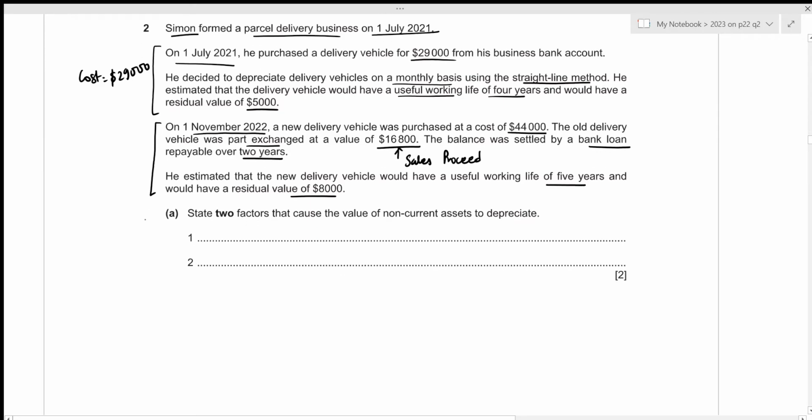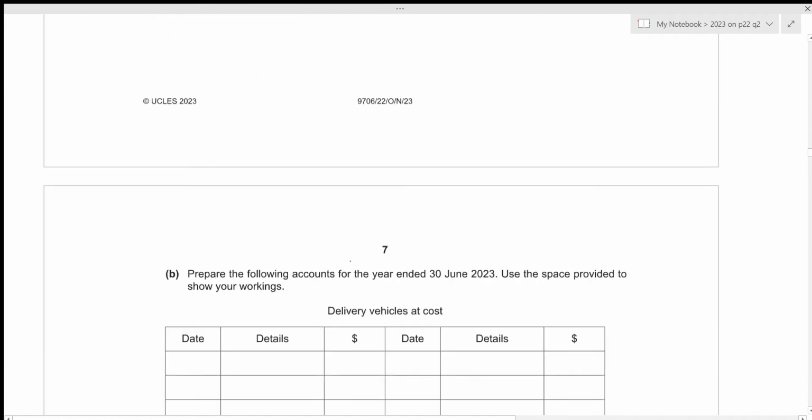For the first part, we need to state 2 factors that cause the value of non-current assets to depreciate. So the first one is wear and tear. And the second reason could be technological changes. Alright, let's move towards the next part.